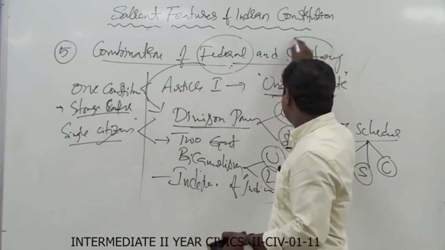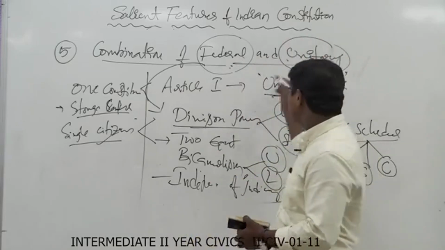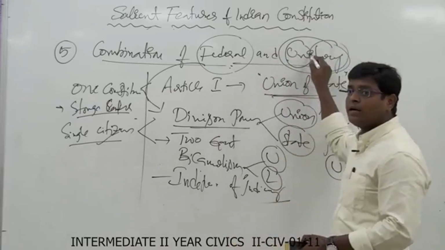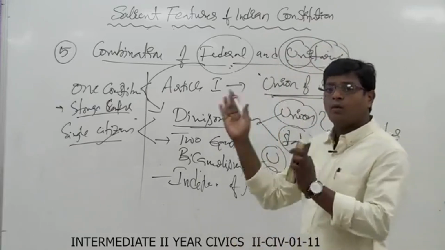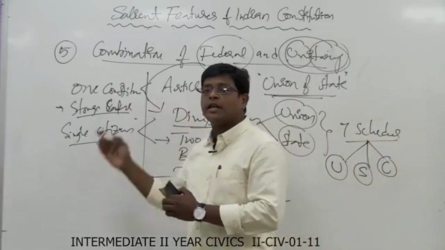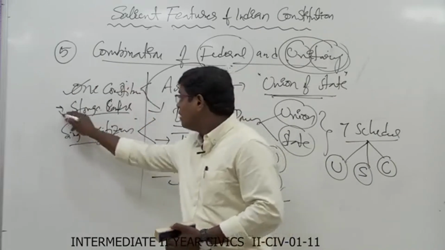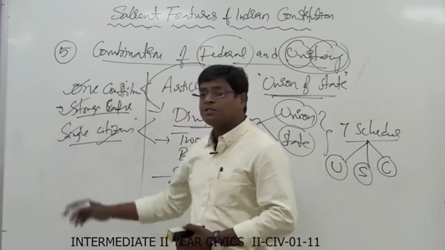Unitary government is the government which is one. Uni means one, tary means rule. Rule by one, that is called unitary government. The features of unitary government are one constitution, strong center, and at the same time single citizenship.